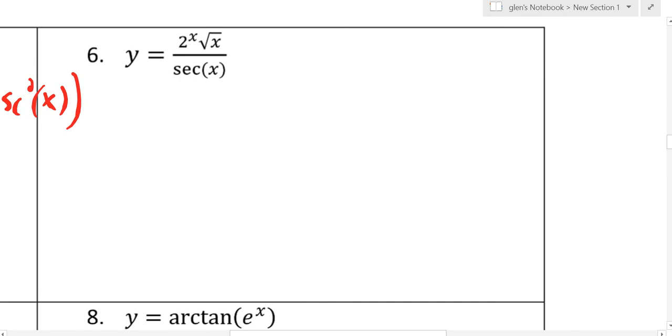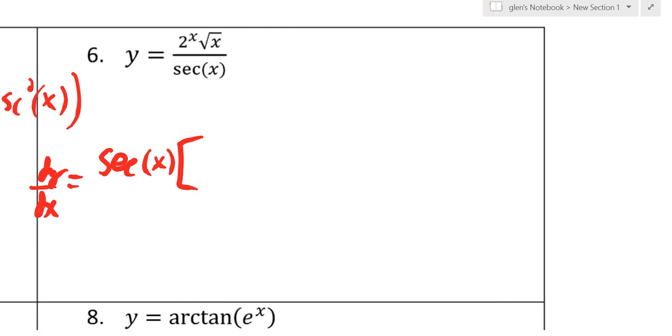Number 6 is quotient rule with a product rule in the numerator. So, dy dx, or y prime, same thing, is equal to, leave the bottom, low d high, right? So secant of x times, I'm going to put the derivative of the numerator in brackets just because it's going to be a little big. The derivative, so we got to do product rule, which says derive the first thing, which is 2 to the x. So ln of 2 times 2 to the x times the second thing.